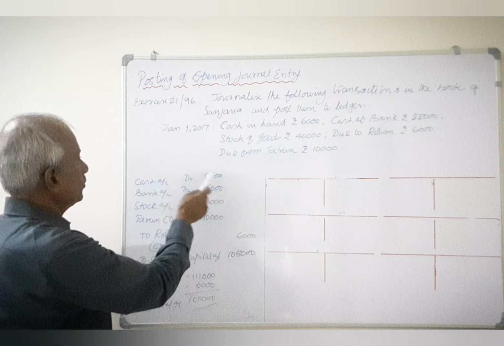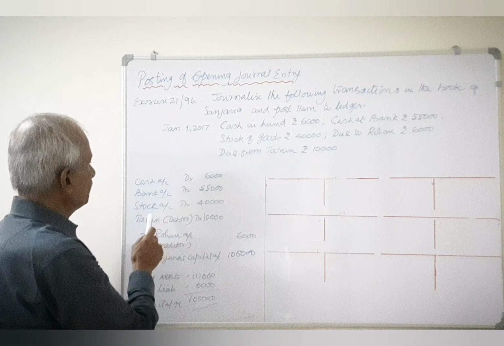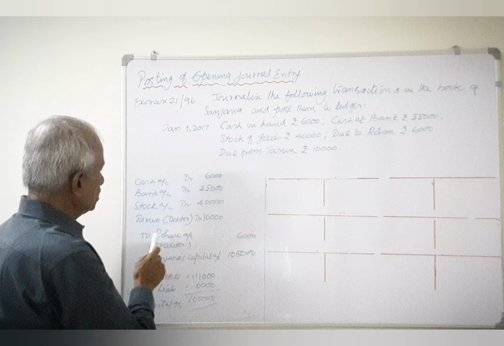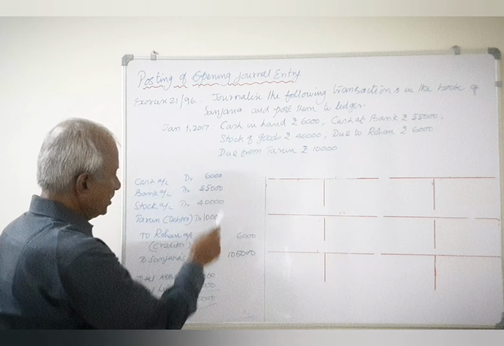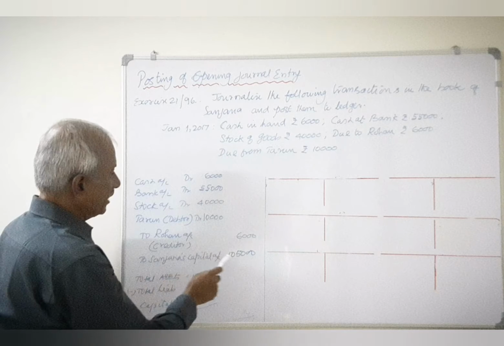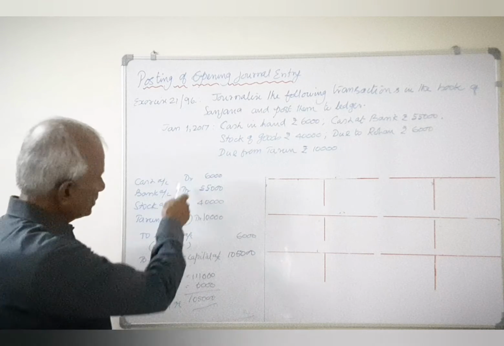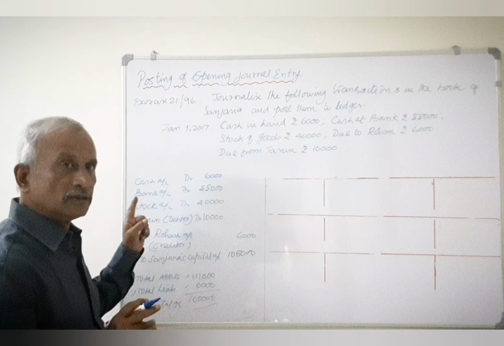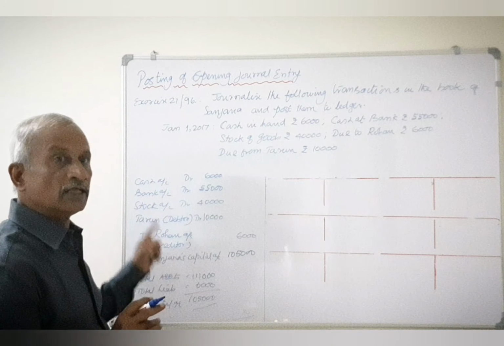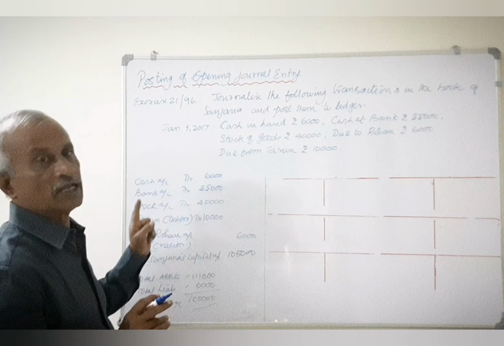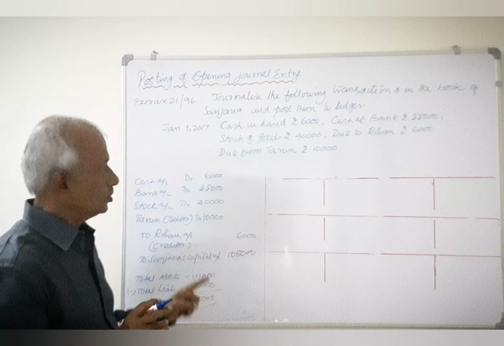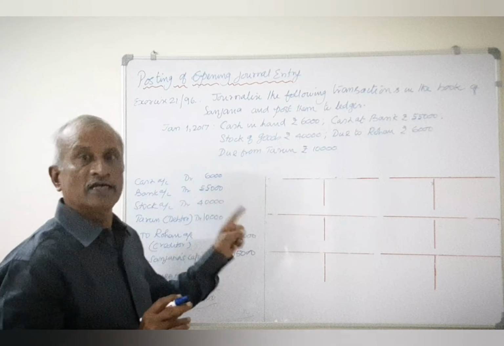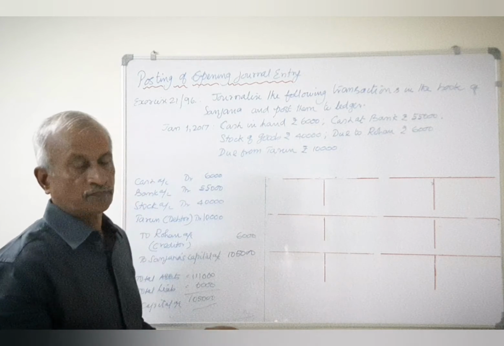So the journal is cash account debtor 6,000, bank account debtor 55,000, stock account debtor 40,000, Tarun account debtor 10,000, to Rohan 6,000 and the difference between these two to Sanjana's capital account 1,05,000. Now this is the opening journal entry and let us see how to post them. This journal entry is passed to bring last year balances of assets and liabilities into current year books. Since these represent balances related to the last year, let us record it as balance.